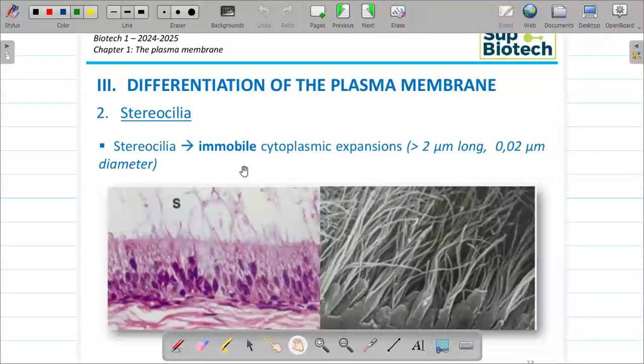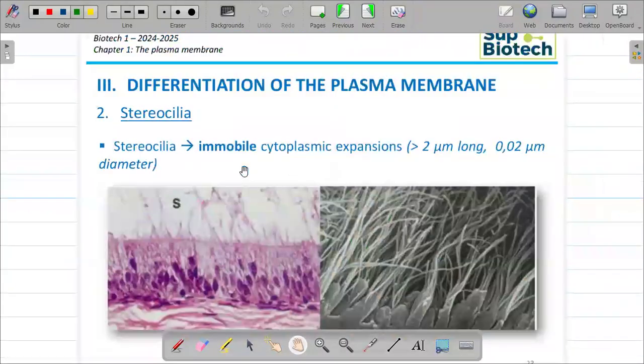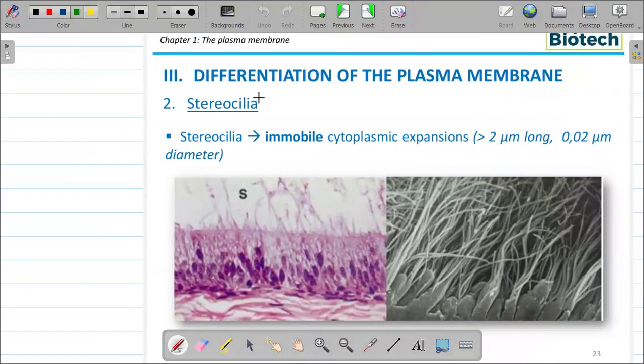Next is stereocilia. It's another magnification. Look at the diagram here. It looks like a bowl of Maggi noodles. We have stereocilia. What do you mean by stereocilia? Multiples of cilia, sir. Where are stereocilia present? They are found in your inner ear.